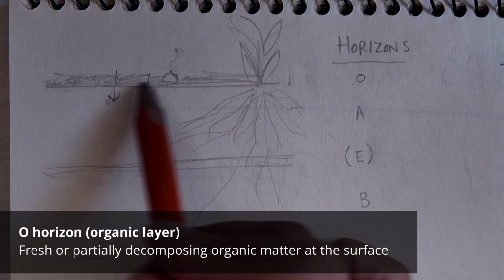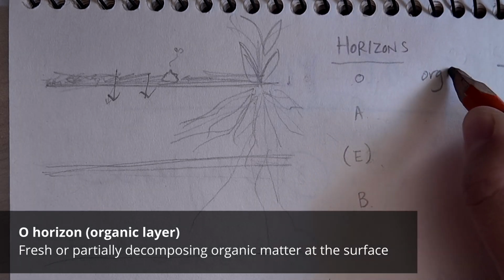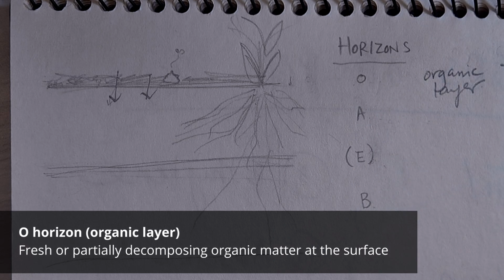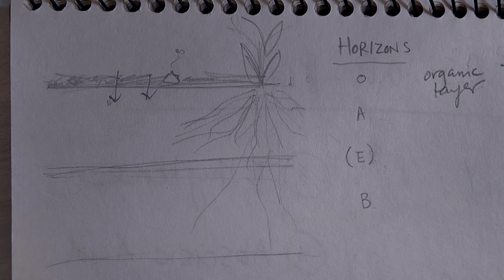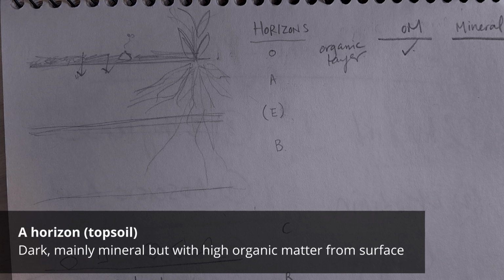Starting at the surface, we have the O horizon, which is this narrow section at the top. It's also called the organic layer. It's made of organic matter that's fresh, maybe a freshly dead animal or leaves or wood that's just fallen on the surface, and partially decomposing material. In a human landscape where leaves are constantly blown off the surface, you may not have an O horizon at all. Below that, you have the A horizon.